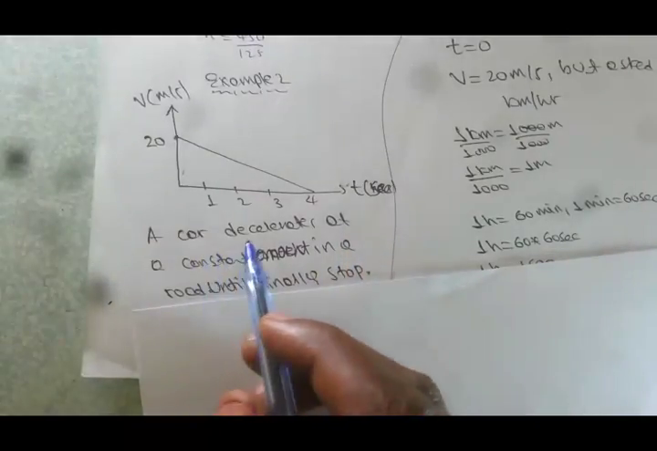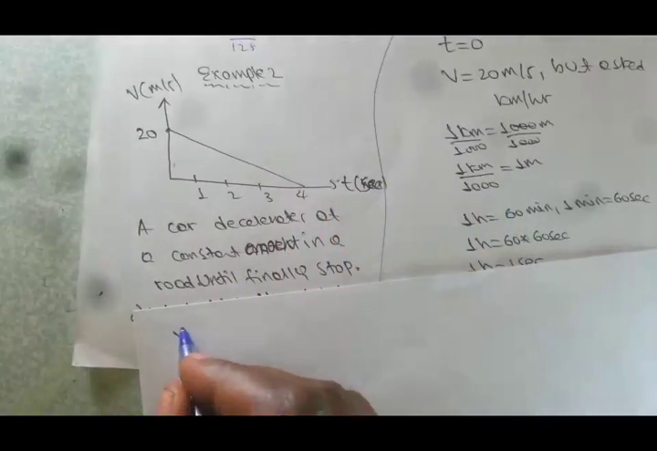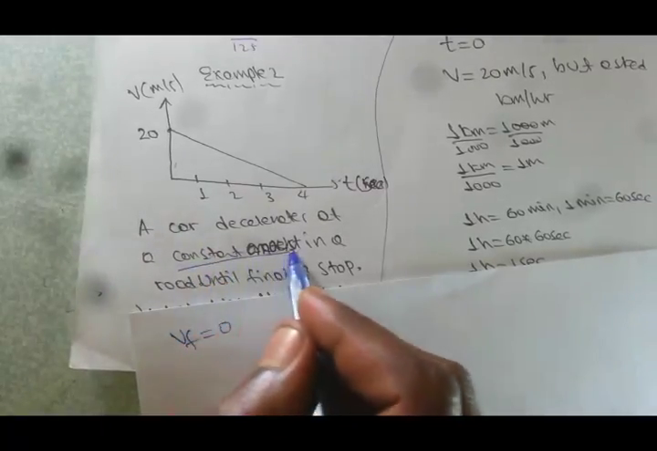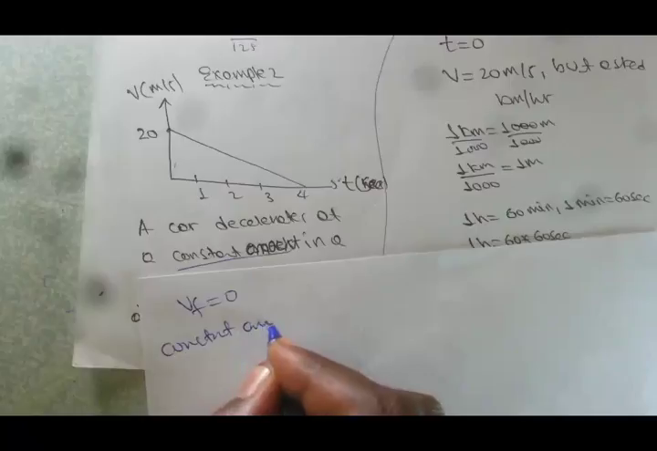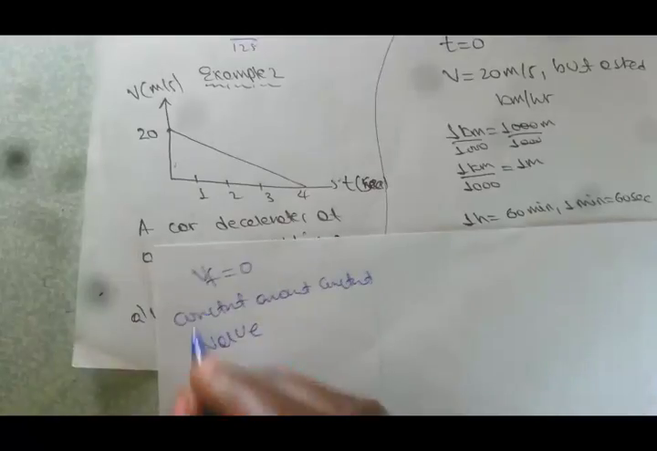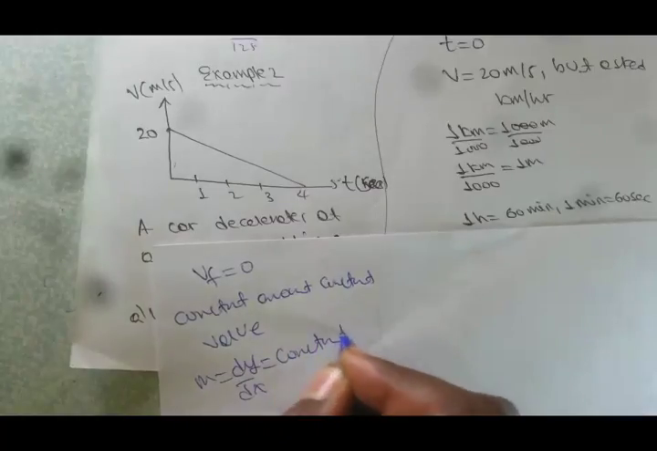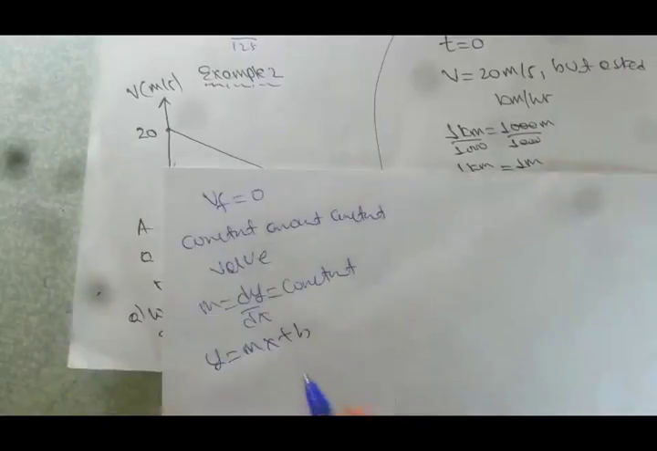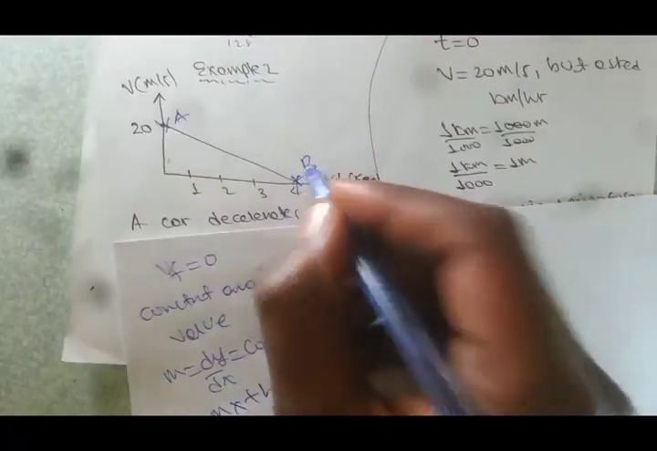And example 2 is given: a car decelerates at a constant rate on a road until it finally stops. That means V final is equal to 0, and it was initially traveling at a constant rate. Whenever we are given anything at a constant rate or constant value, it means the slope dy by dx is constant. Therefore it is a linear function and it has the form y equals mx plus b. Let's take any 2 points. Let's take this as point A and this as point B.